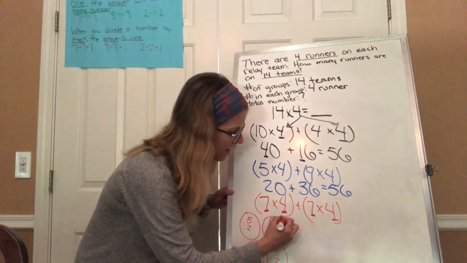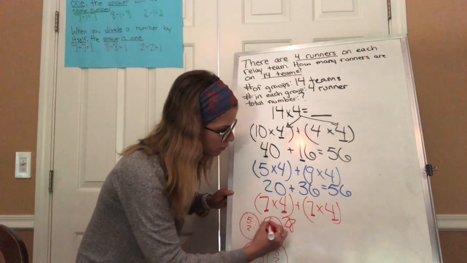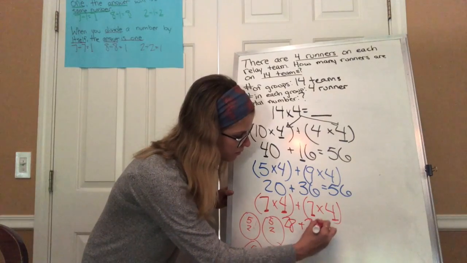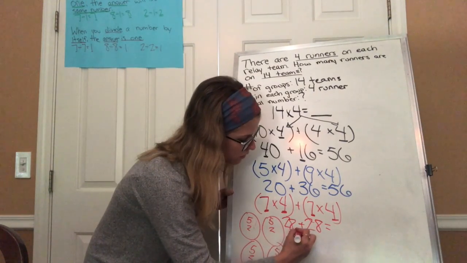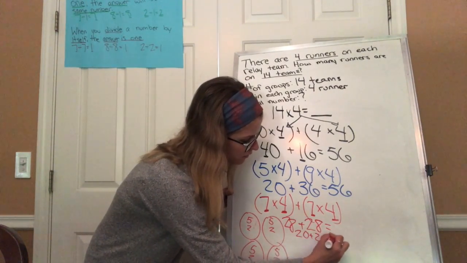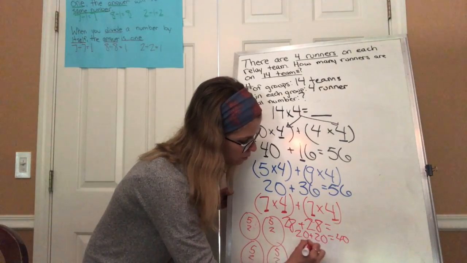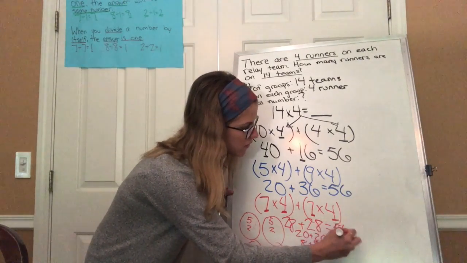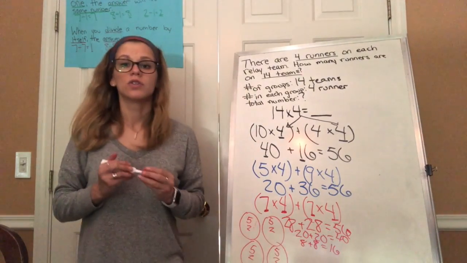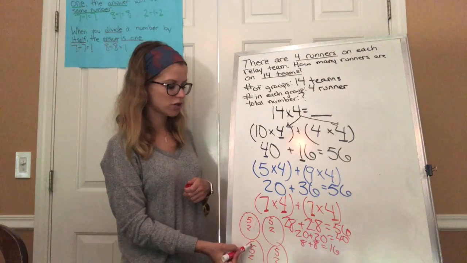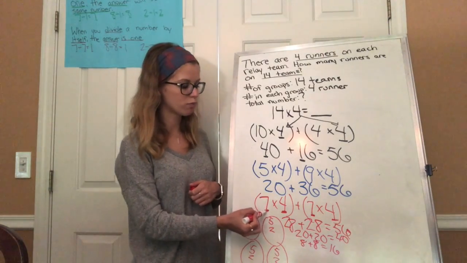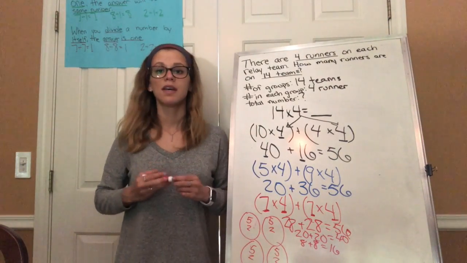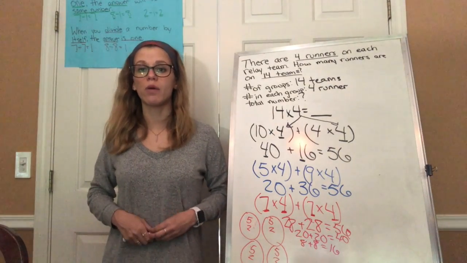So if I did 28 and then 7 times 4 again, so 28, or 20 plus 20 is 40, and then 8 plus 8 is 16, so 40 plus 16 is 56. So notice how I drew a picture to represent what I was thinking, and I also just broke down my 2-digit numbers into numbers that are easier for me to multiply with.